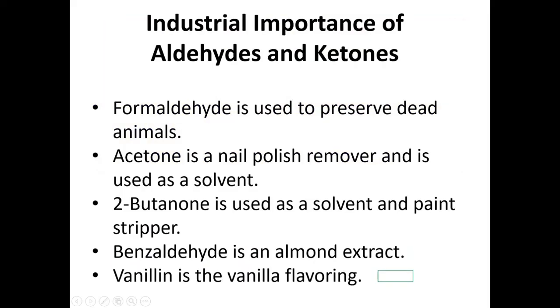And these are the applications, or industrial importance, of aldehydes and ketones. Normally, formaldehyde is used to preserve dead animals, and acetone is a nail polish remover and is used as a solvent. And 2-butanone is used as a solvent and paint stripper. Benzaldehyde is an almond extract. And finally, vanillin is the vanilla flavoring.